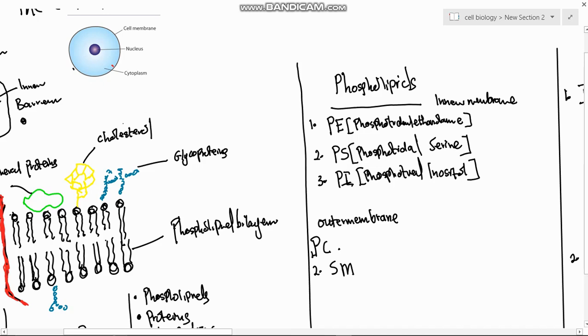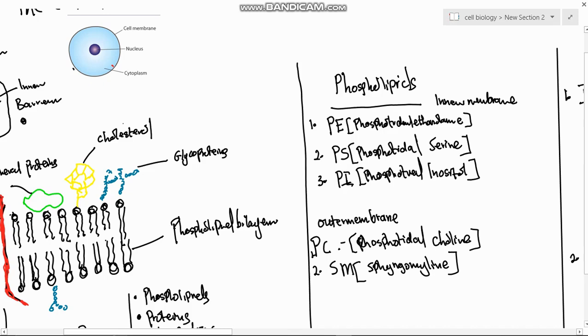Then in the outer membrane, we have the PC, and then we have the SM. The PC is the phosphatidylcholine. Then the SM is the sphingomyelin. All these phospholipid components have basic functions they play.